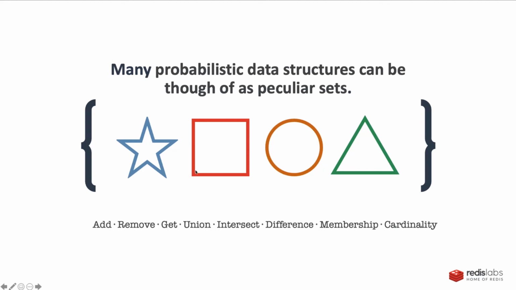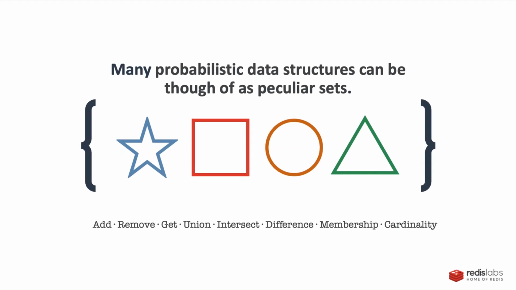A lot of the probabilistic data structures can be thought of as sets with peculiar properties. So a set in the set theory idea is, you can add and remove and get things from a set. Here we've got a set of shapes that are totally not the shapes on the Redis logo. They're totally arbitrary and picked at random. We've got the star, the square, the circle, and the triangle. We could add something to that and say add a nonagon, and now there's a nonagon in there. And we could remove the triangle. We could get the triangle and say, what's in this data set. Lots of things we can do.